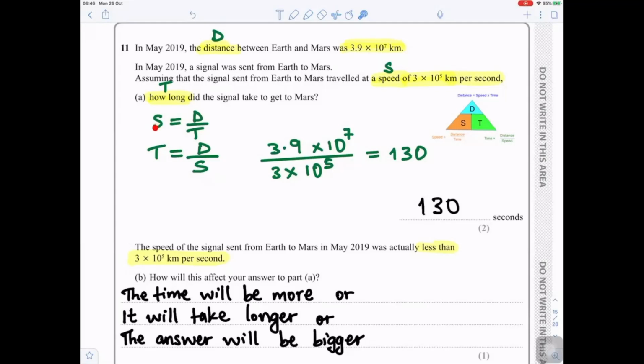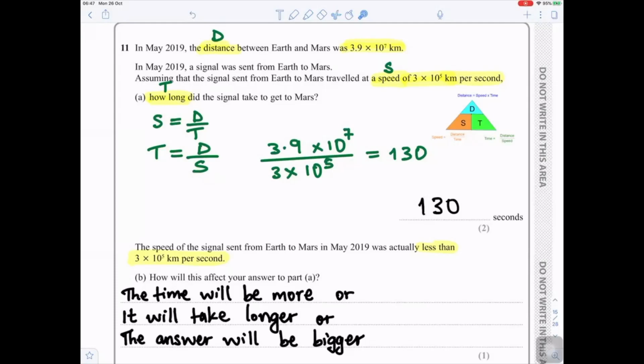Speed is represented by distance divided by time. So if you look on the top right there, that formula triangle, s is speed, d is distance, t is time. And you can use the triangle: you cover t, time is given by distance divided by speed.